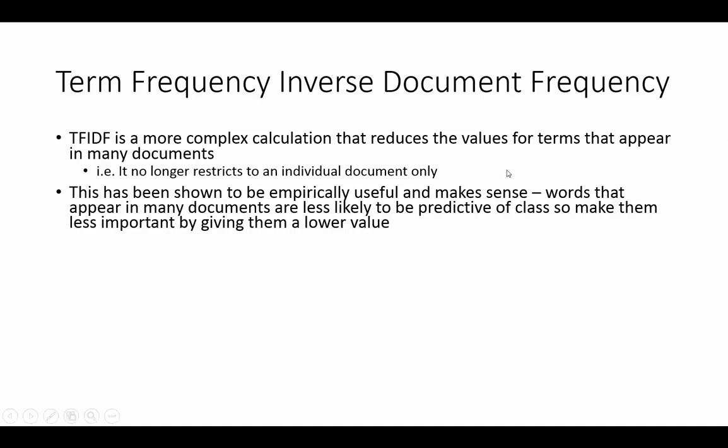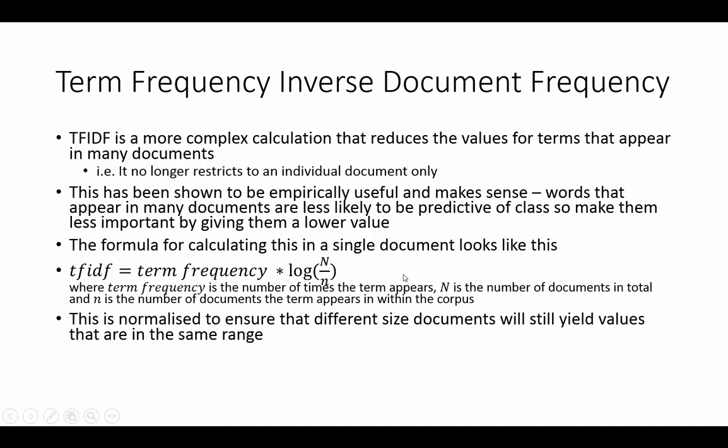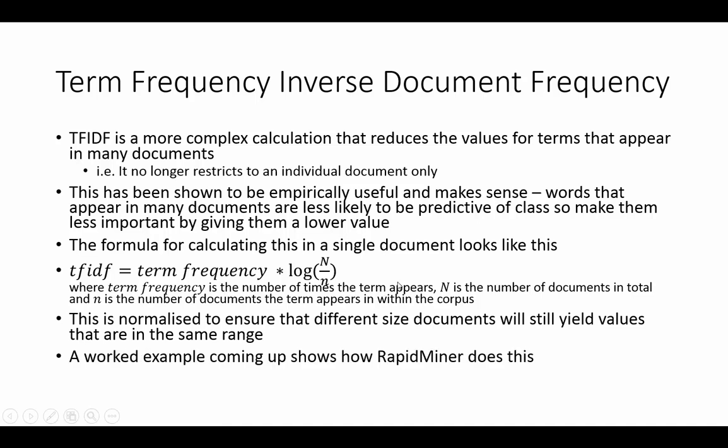The formula is more complicated. It's basically the term frequency multiplied by a log of N over n, N being the number of documents in total, that's the big N, and little n is the number of documents in which the term appears. And there's also a normalizing step. And when we get to the worked example, we'll go through that in detail. So now let's look at the worked example.